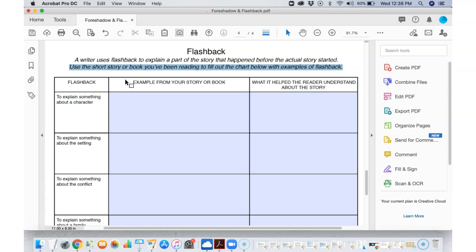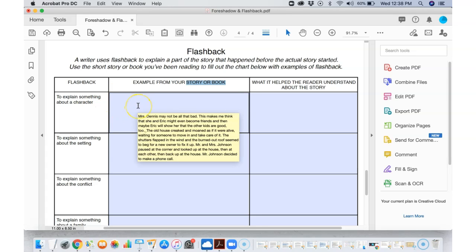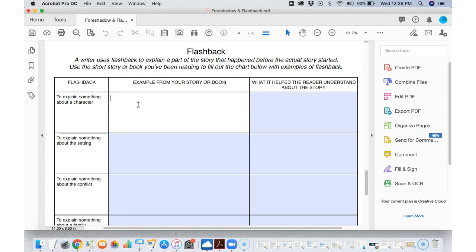And you can do this too, okay? So where it says story or book, it's okay to think story, book, or movie. It's okay to use this on movies, okay? So explain something about a character. What is a storybook or movie you've seen recently that uses a flashback to show us something new about the character? Just explain what happens in the movie or book here. And then over here, just explain what it shows you about the character.